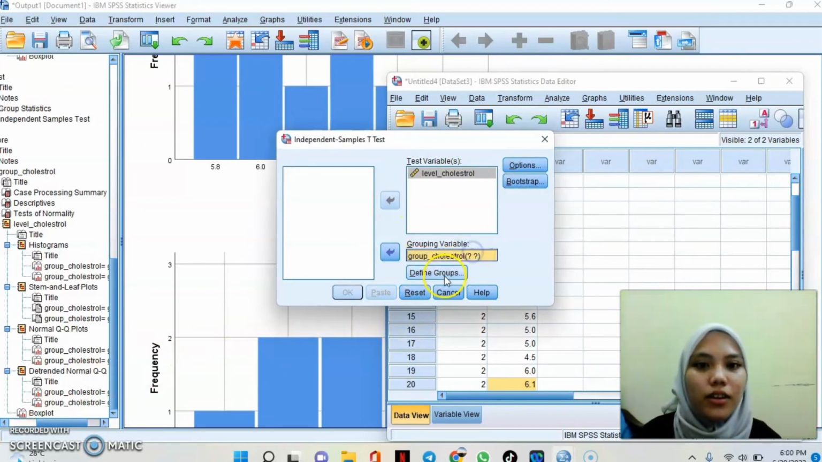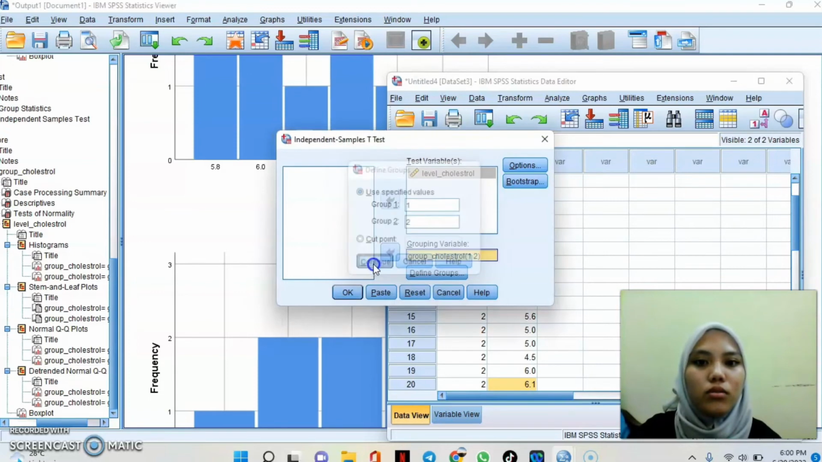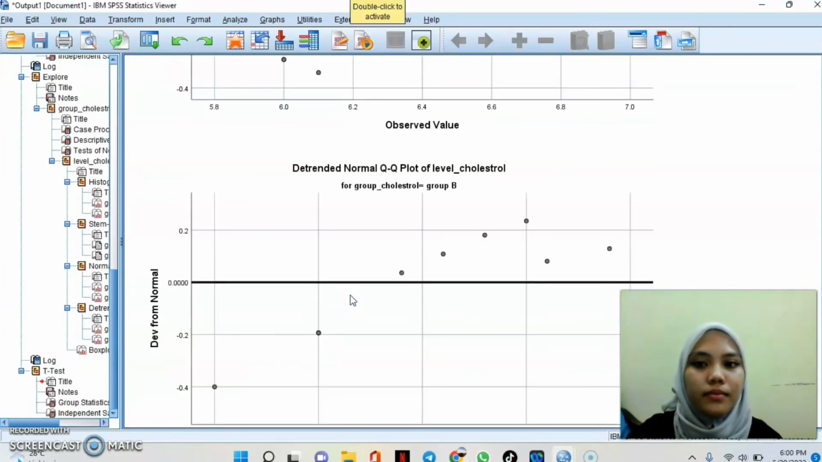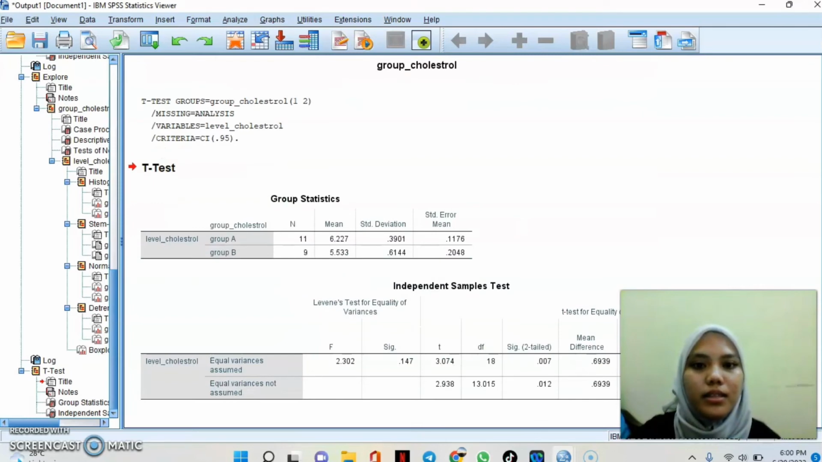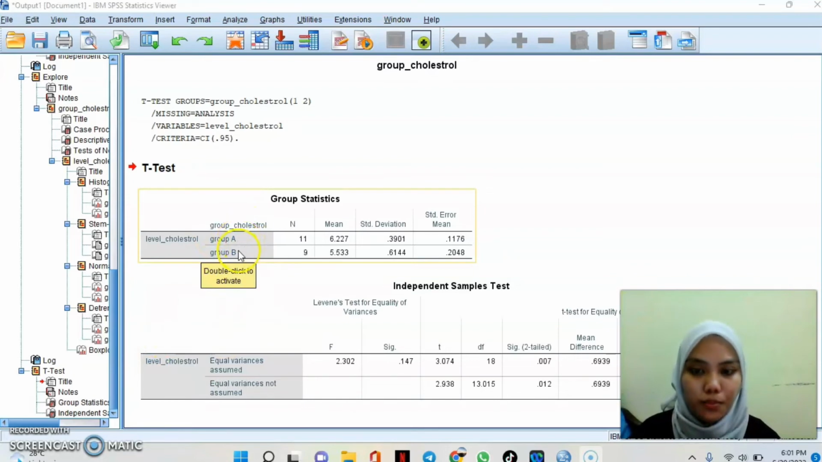And then define group. Group 1 will be 1. Group 2 will be 2. So continue and then okay. So we go to the independent t-test group statistics. So the conclusion is there is a significant difference in mean cholesterol level between group A and group B.